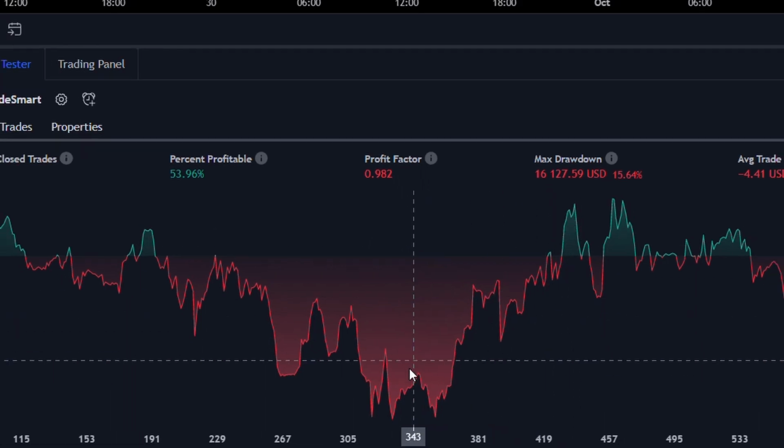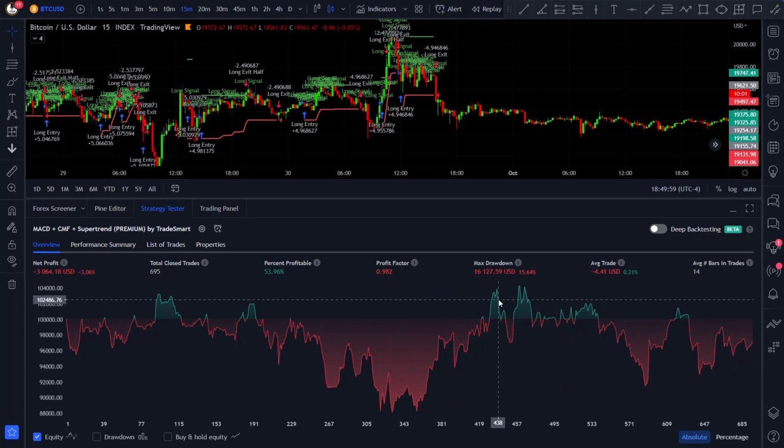As a conclusion, it is really important to backtest a strategy on as much candle data as possible, otherwise you risk your hard-earned money on a trading strategy that was only profitable for a short period of time.